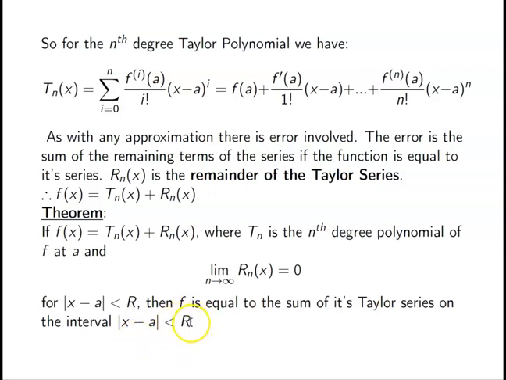So this R, this radius of convergence, is not related to this remainder. I mean, they're related, but they're not the same thing. I'm not using one to calculate the other. This value is not the same as this value. They are related, but they're not the same thing.